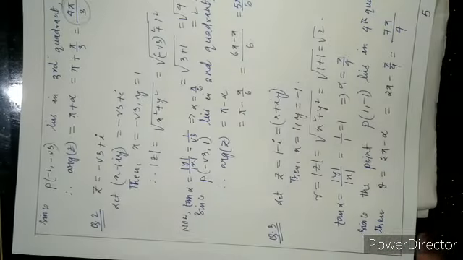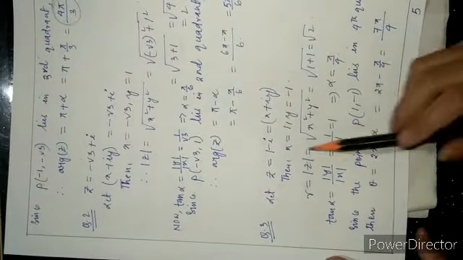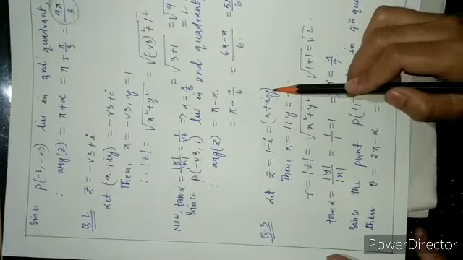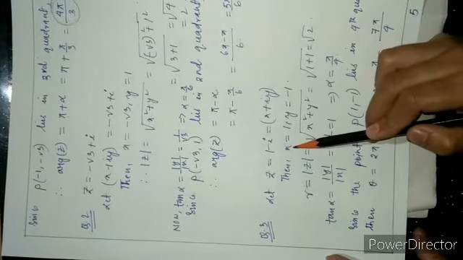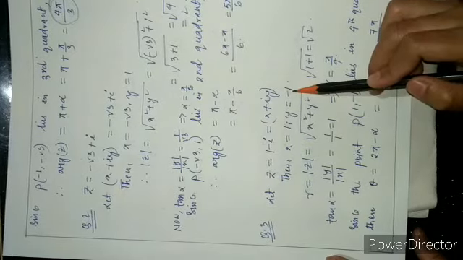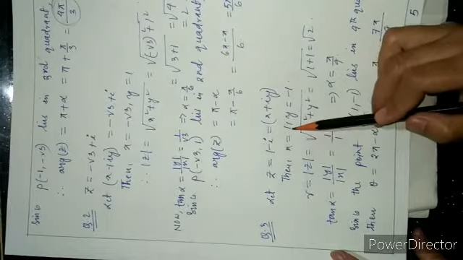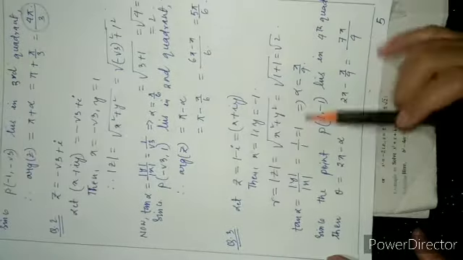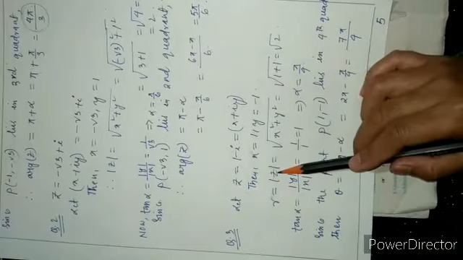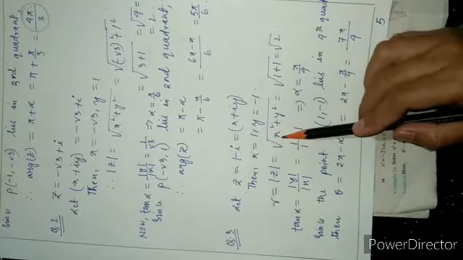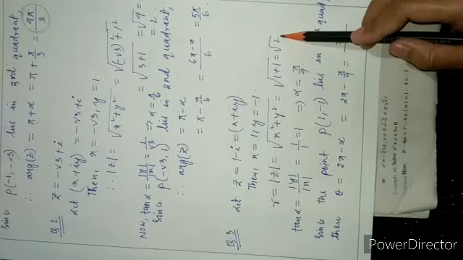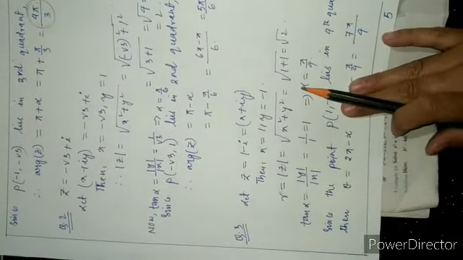So for question number 3, let z represent the complex number 1 minus i, be equal to x plus iy. Then write the values of x and y. x is the real part, which is 1, and y is the imaginary part, which is equal to minus 1. Then find the value of r. The value of r is given by the modulus of z, which is equal to root over x squared plus y squared. 1 plus 1 is root over 2. Here we have the value of r.